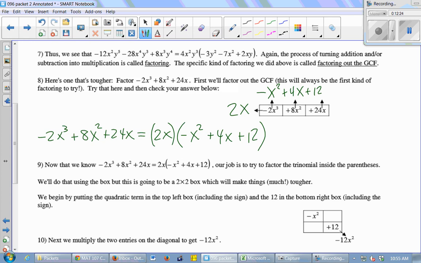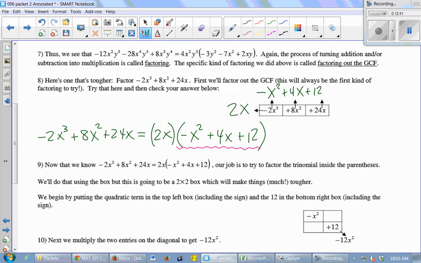Okay. So our job now, I want to look at this thing. It's called a trinomial because there are 3 terms in it. Right? 1, 2, 3 terms, so we call it a trinomial. I want to take that trinomial and factor it even more.